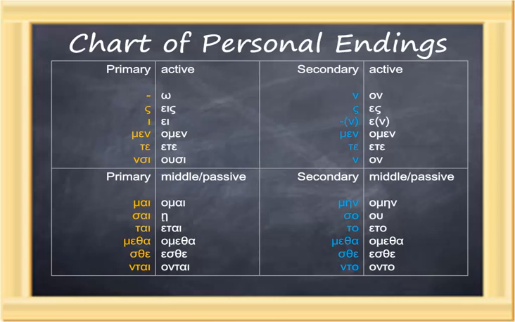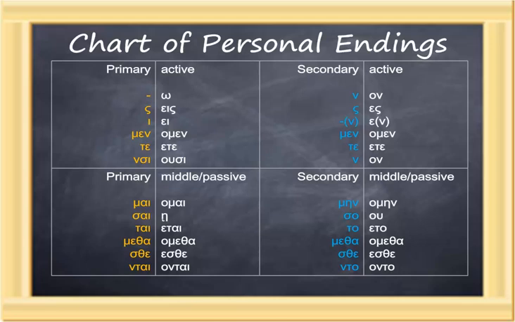The personal endings come at, as the name implies, the end of the Greek verb in the indicative mood to state the subject in terms of person and number. There are two sets, primary and secondary. Primary endings are used on unaugmented forms. Secondaries are used on augmented forms.